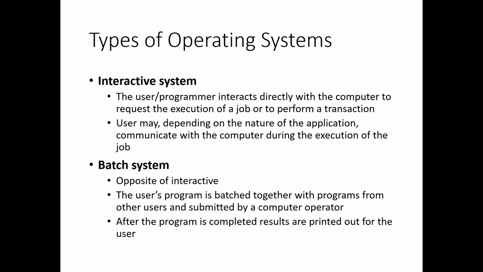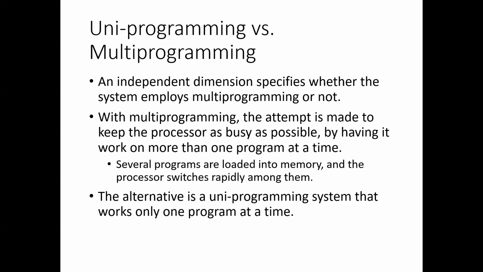So there are two types of operating systems. One is interactive systems. That's where you interact directly with the computer to request the execution of a job or to perform a transaction. These are things like your Windows or Linux desktops, and you may communicate with the computer during the execution of the job. The other one is a batch system, which is very much the opposite of interactive. You batch together the programs from other users and submit them via a computer operator. After the program's completed, the results are printed out for the user and they hand them back to you. That's very much the old school version.